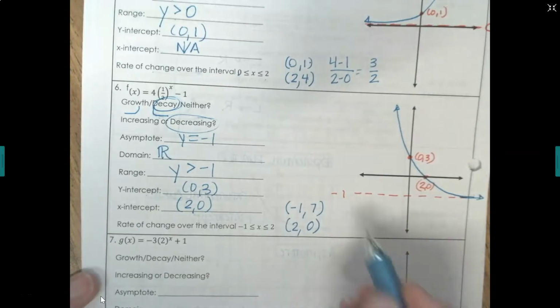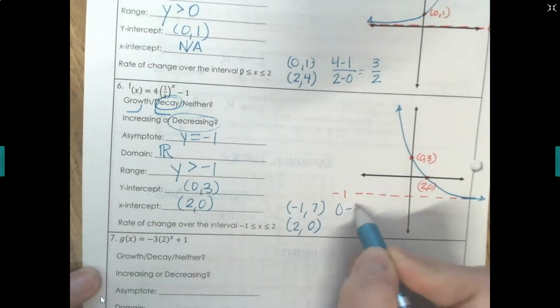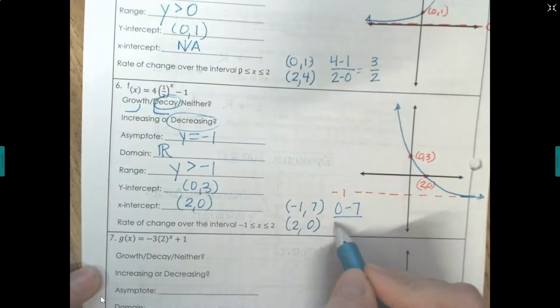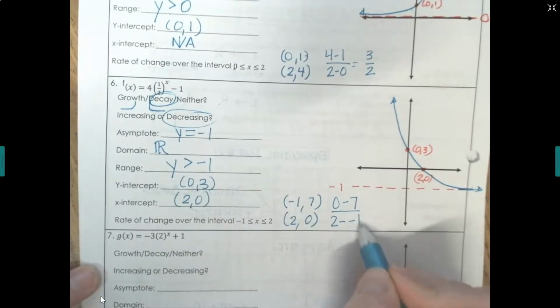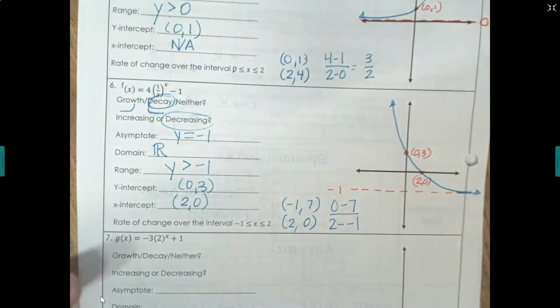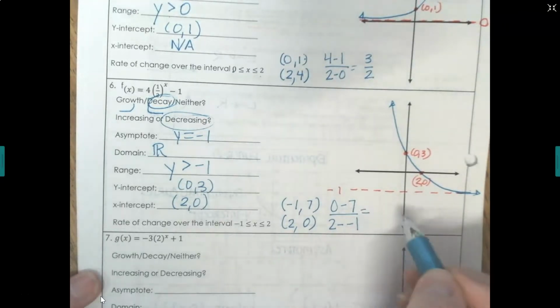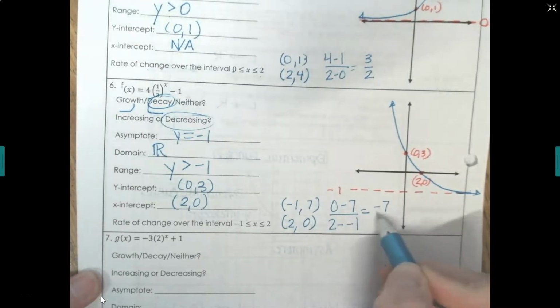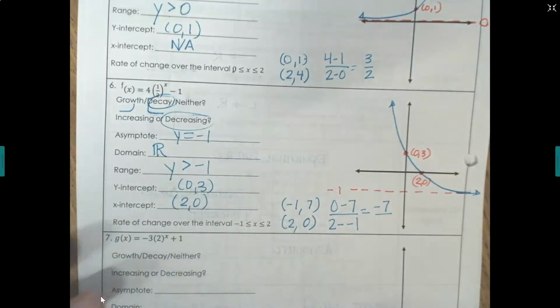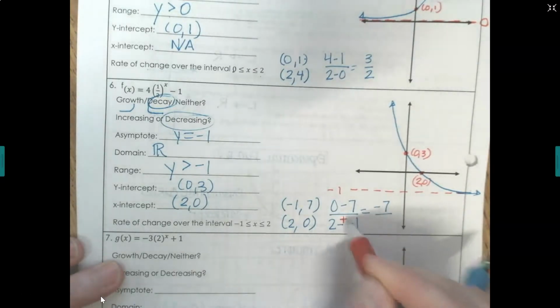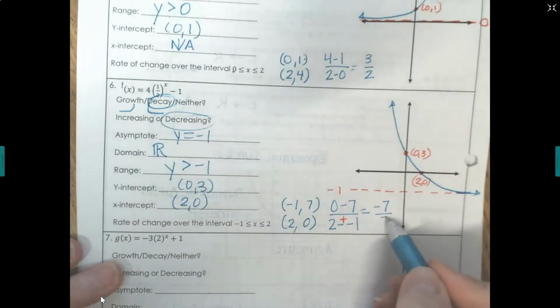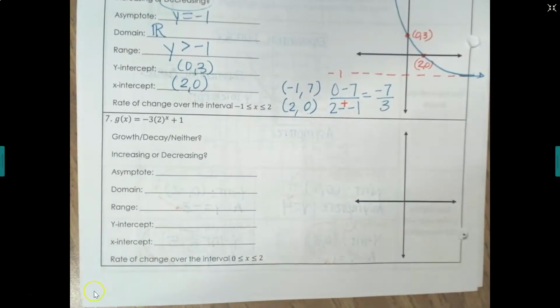Once we have our 2 points, we use our slope formula, which is y minus y divided by x minus x. So 0 minus 7 is -7. And then I have 2 minus -1. That actually turns into a positive. So 2 plus 1 is 3. So the slope of the line between those 2 points is -7 over 3. All right. One last one. Go ahead and put this into Desmos and see what you can get.